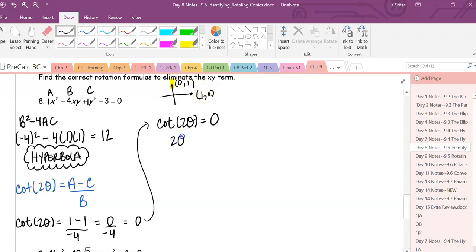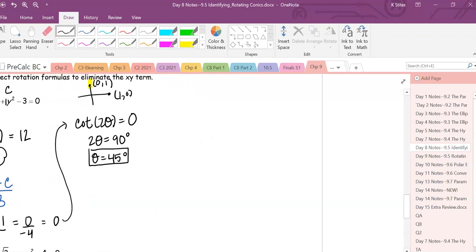So this means that 2 theta is 90 degrees. Okay? And if 2 theta is 90 degrees, then theta must be 45 degrees. And this is everybody's favorite because everyone loves a 45-degree angle. Okay? So now what we're going to do is we're going to come over and we're going to use those other 2 formulas from above. We have x equals x prime cosine theta minus y prime sine theta.